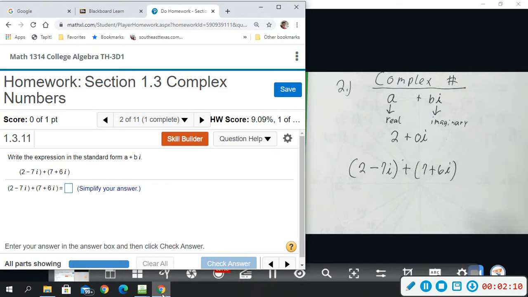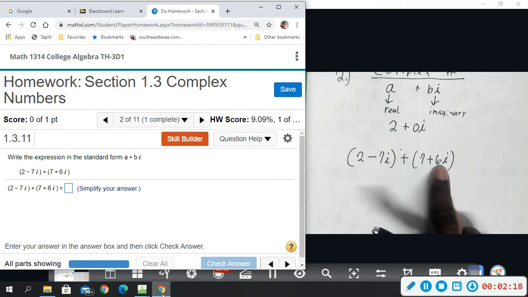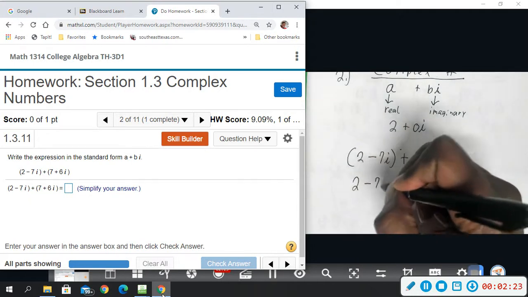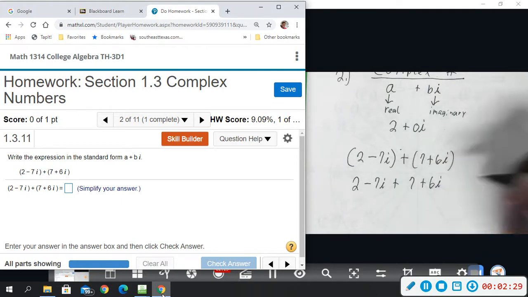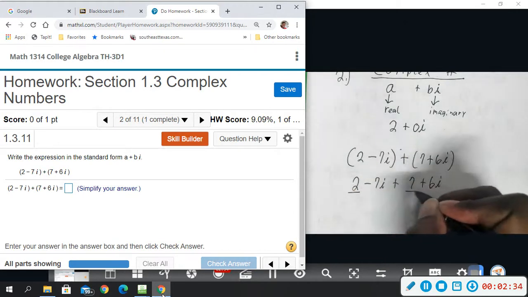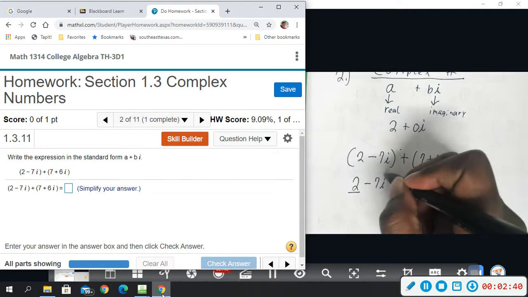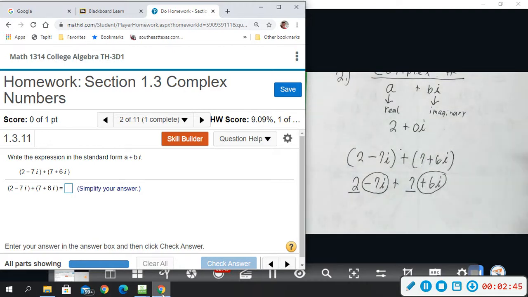All right, inside parentheses, there's nothing we can do. We can't combine these because this is a real number, this is imaginary, these are different. Same thing over here. So I'm just going to drop the parentheses. 2 minus 7i plus 7 plus 6i. Now we're going to combine like terms. So the real numbers, we're going to combine those. That's positive, so we're going to add them. And then the imaginary numbers, we're going to combine those. This is negative, this is positive, so we'll subtract those.